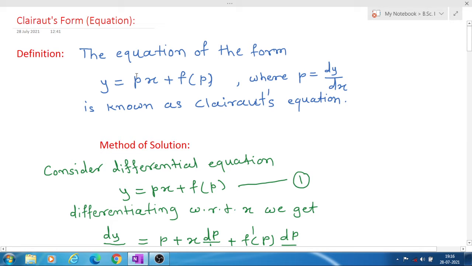So remember the form of the equation as y is equal to px plus f of p. Here f of p means function of p. So this p, you know that p is for dy by dx. So if this is the type of equation, then it is called Clairaut's equation. Now we see the method of solution for Clairaut's equation.